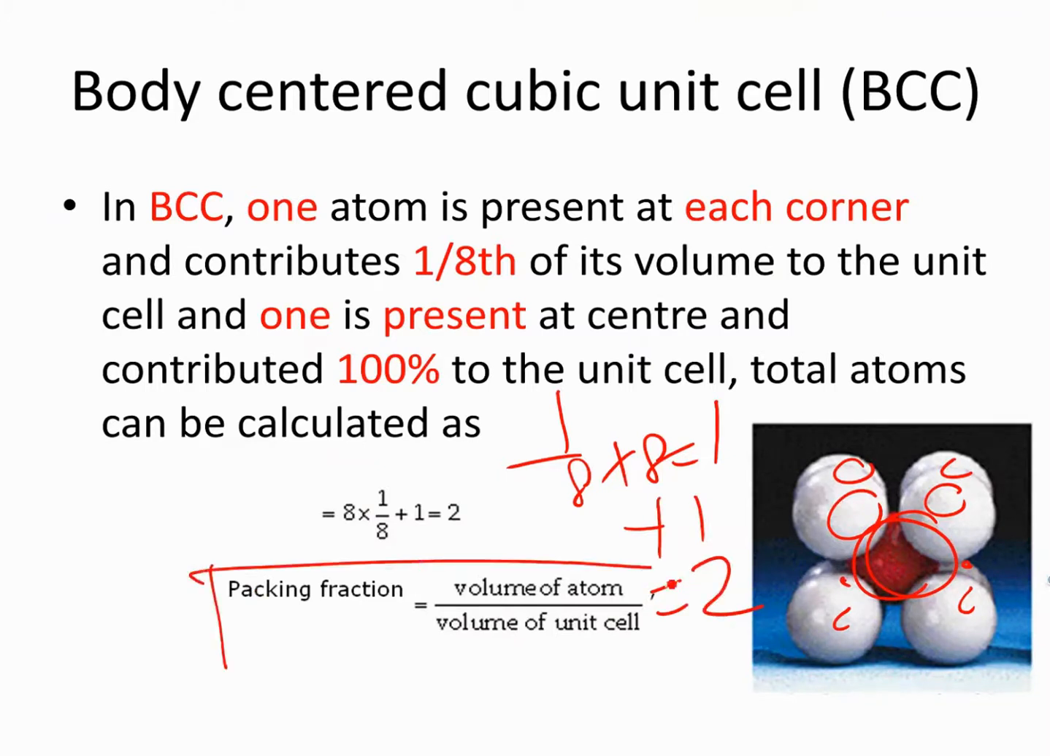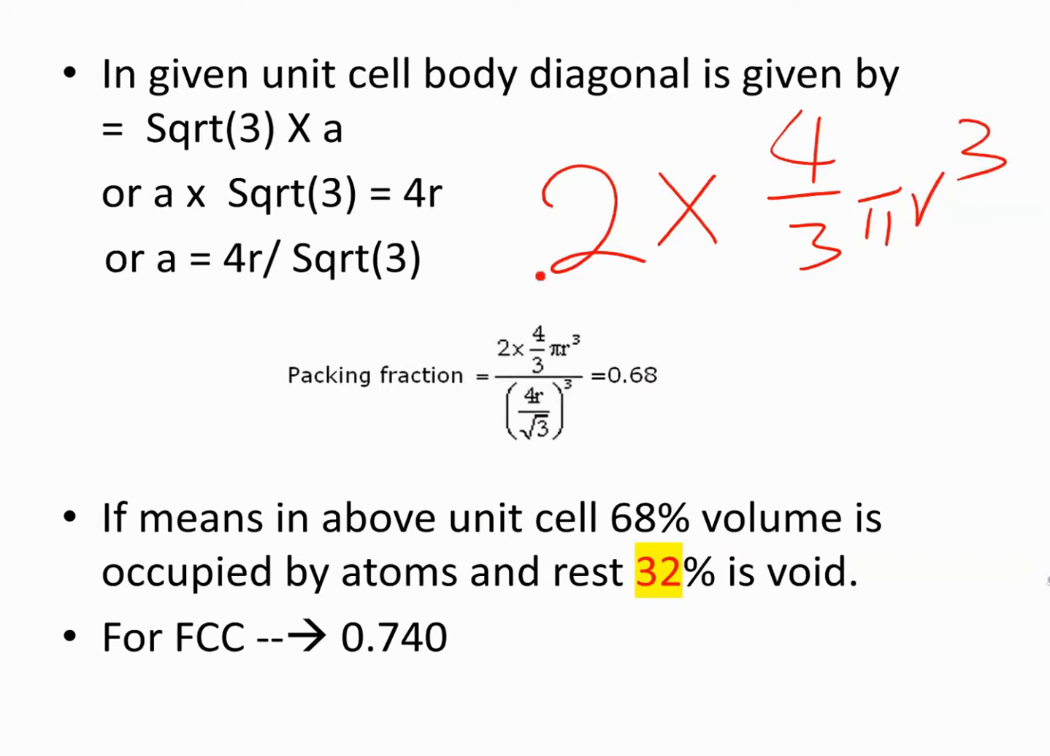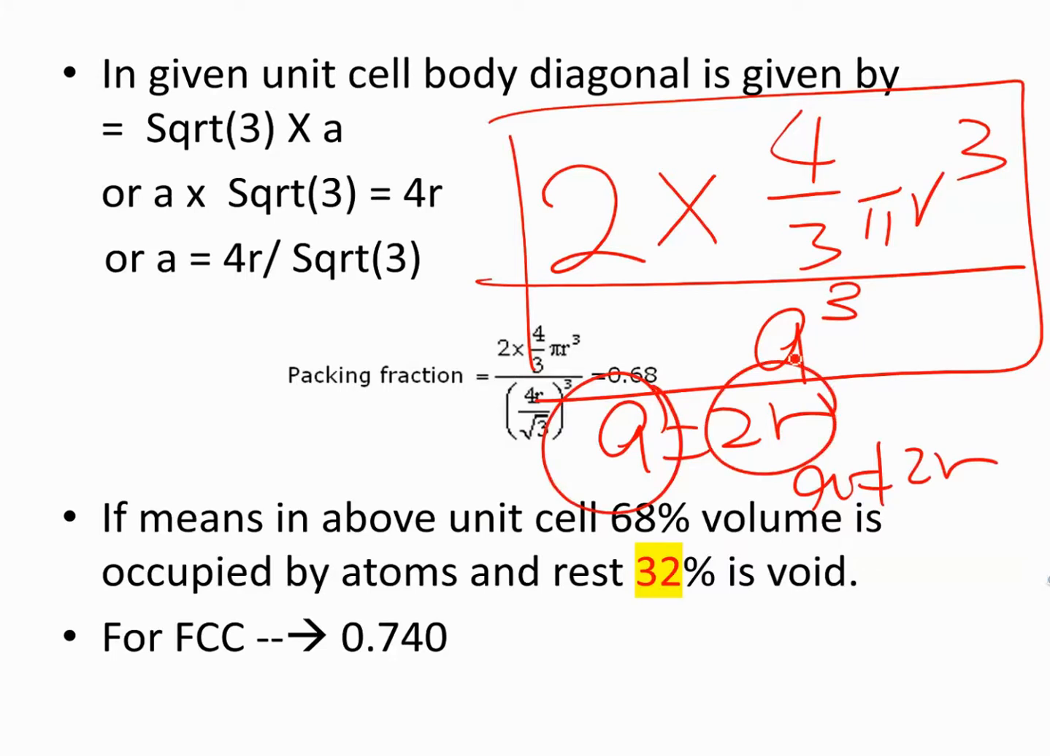So now you have to find the packing fraction. The definition for packing fraction equals volume of atom over volume of unit cell. So now we have two atoms. So we have 2 times 4/3 pi r^3 per unit cell. And then the volume is also a^3. Okay. So you have to find this one. But previously in the simple cubic, A equals 2R. But for this body center cubic, A is not equal to 2R. You want to find the relationship between A and R. Then how do we find the relationship between A and R?